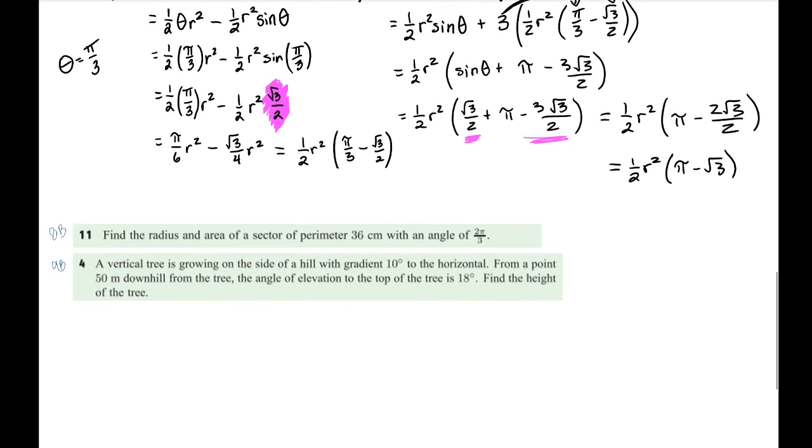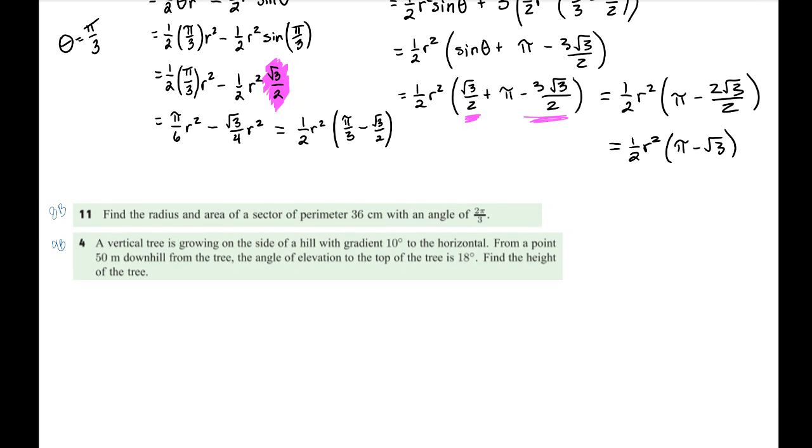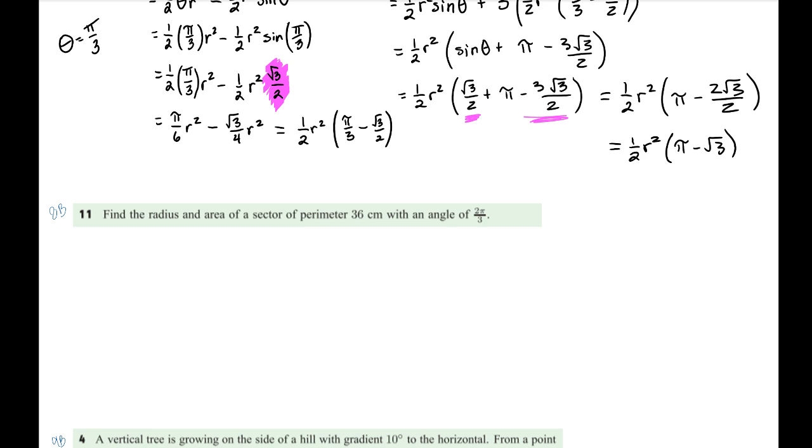All right, so I think we're ready to move on to James's question then, which is 8B, number 11. And that says, find the radius and area of a sector of perimeter 36 with an angle of 2 pi over 3.